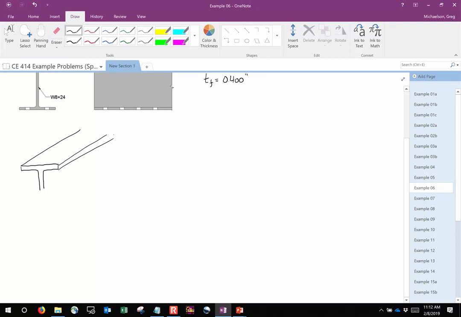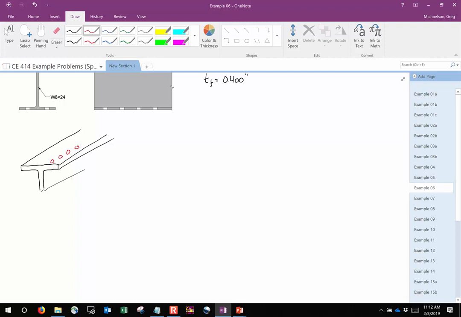Okay, so here's the section, and I'm only looking at the top. For this sort of determination, I'm going to assume that the only bolts I have are one line along one flange. In other words, all I've got is this, and that's it. Okay? That's all I've got.